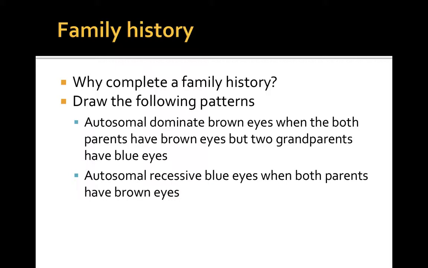So why complete a family history? I'm sure by now you have started to realize why that is important, and I'm sure that you are able to draw the following patterns. Autosomal dominant: brown eyes when both parents have brown eyes, but 2 grandparents have blue eyes. And autosomal recessive: blue eyes when both parents have brown eyes.